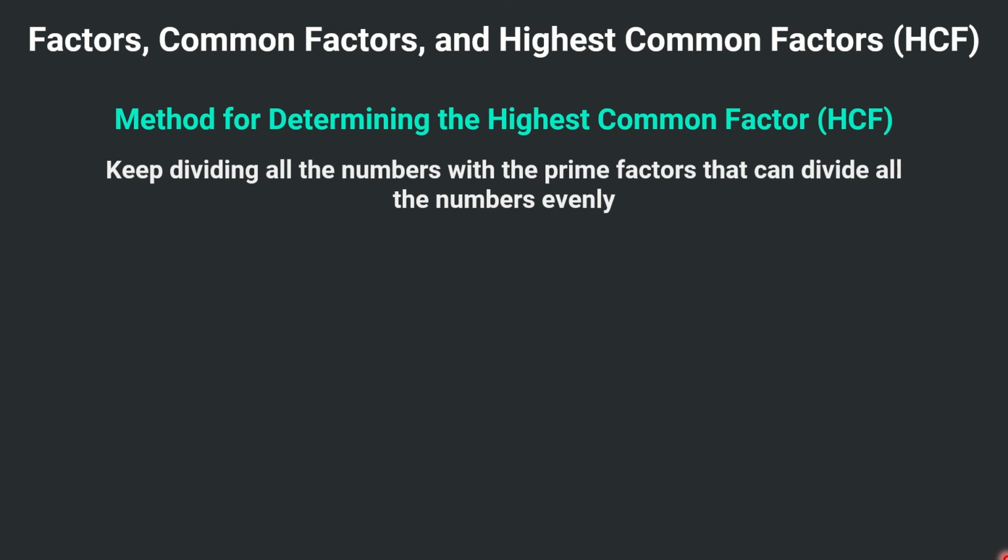We have to keep dividing all the numbers by a prime factor that can divide all the numbers evenly. When we were determining the LCM, we were dividing all the numbers by the factors even if only one of them was divisible by that prime factor. But now we have to divide the numbers only if all of them are divisible. So let's determine the highest common factor of 24 and 36 using our proper method.